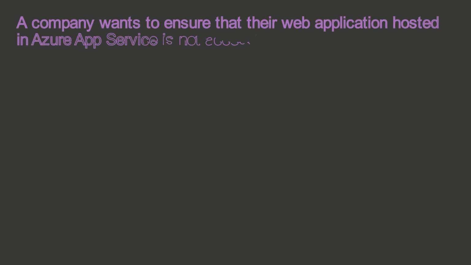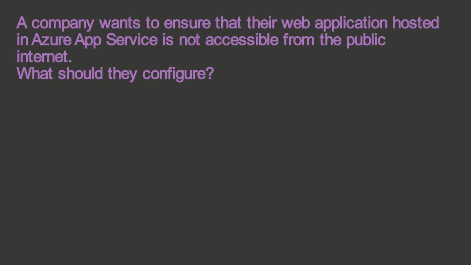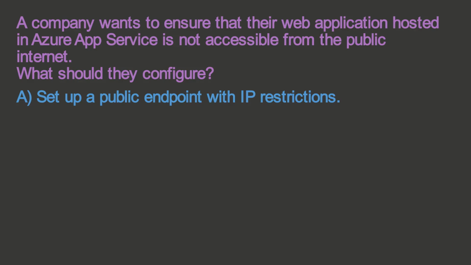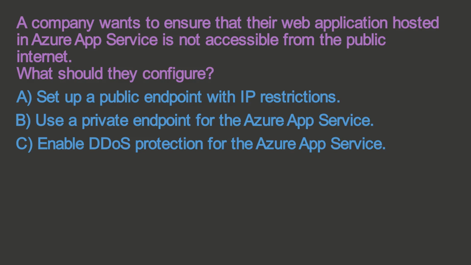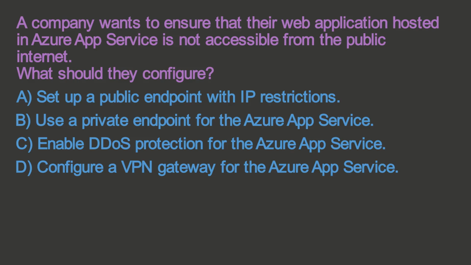A company wants to ensure that their web application hosted in Azure App Service is not accessible from the public internet. What should they configure? A. Set up a public endpoint with IP restrictions. B. Use a private endpoint for the Azure App Service. C. Enable DDoS protection for the Azure App Service. D. Configure a VPN gateway for the Azure App Service.